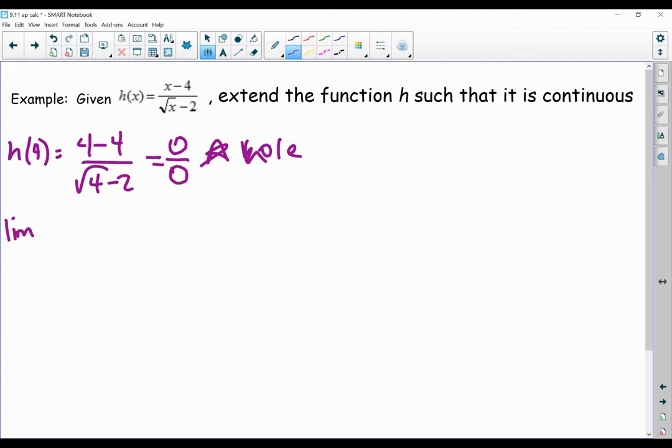So here, I'm going to find the limit as x approaches 4 of this function. I'm going to write h of x's function expression in here instead of saying h, only because I want to manipulate it. I already know if I plug in 4, I get 0 over 0, so I know I have a hole. Now the question is, how do I rewrite this function in order to figure out what the height of the hole is, or what the actual value of the limit is, because that's the same thing in this case.